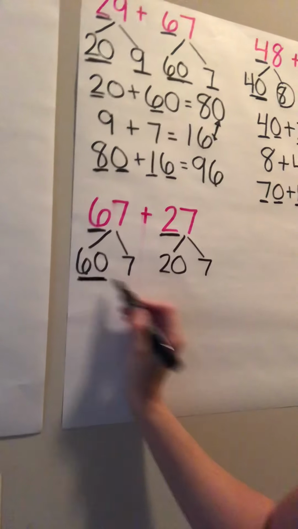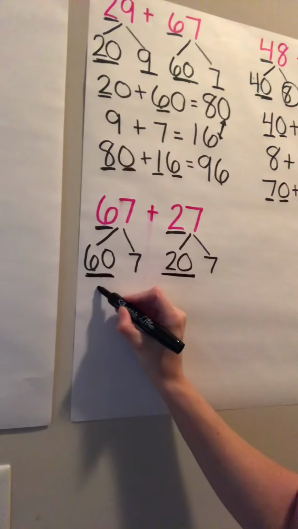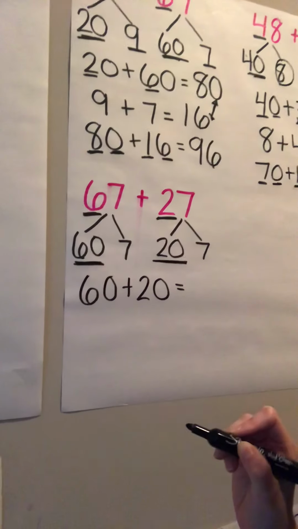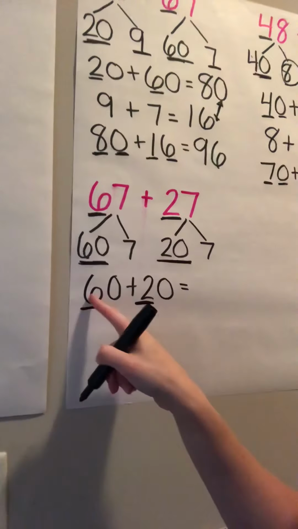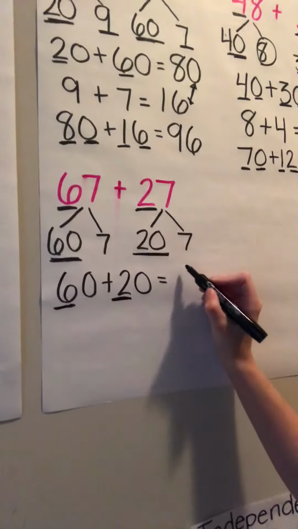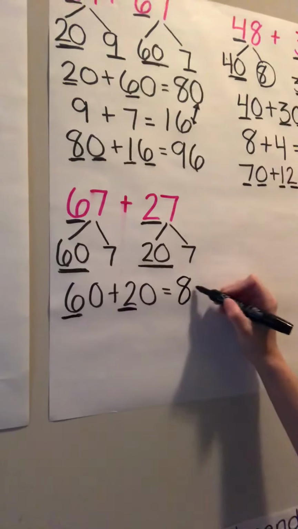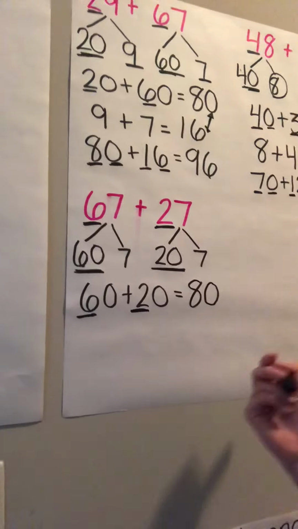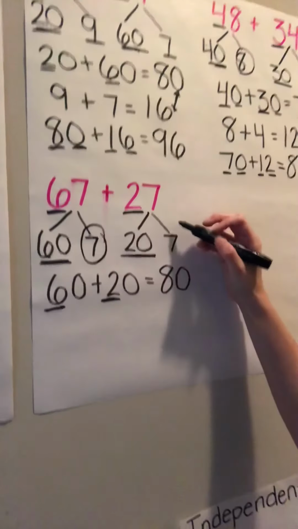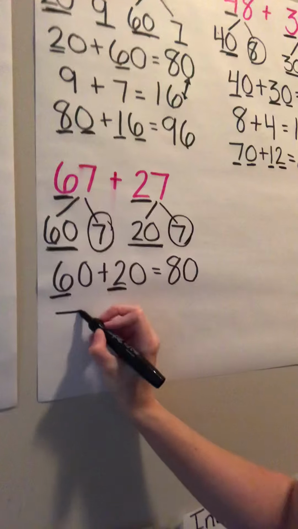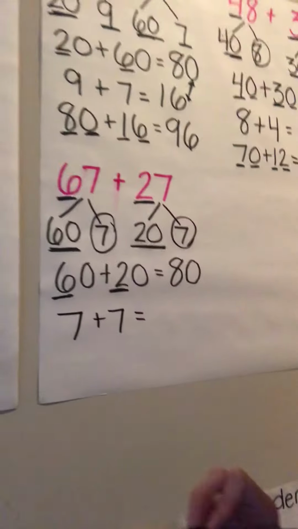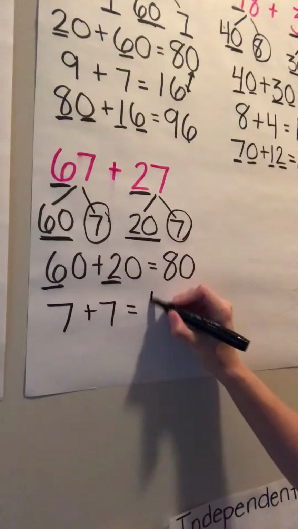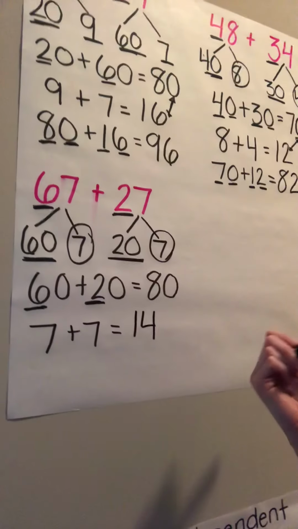So first we're going to take what we got for our tens. So we have 60 and 20. So 60 plus 20 equals, so 6 and 2 for our tens makes what? Right, our 8, and we have a 0 and 0, so we keep that 0 for our tens. So 60 plus 20 equals 80, or 8 tens. Now we need to do our ones. So we have 7 and 7. So 7 plus 7 equals, who remembers what that double equals? Right, 14.